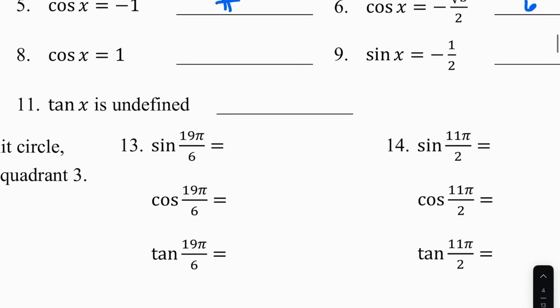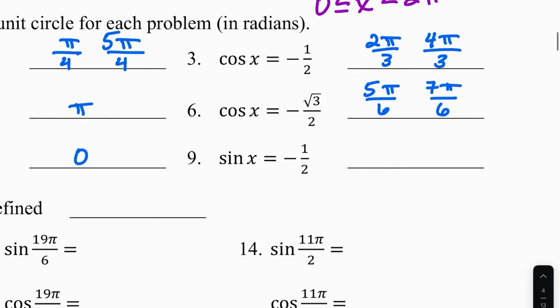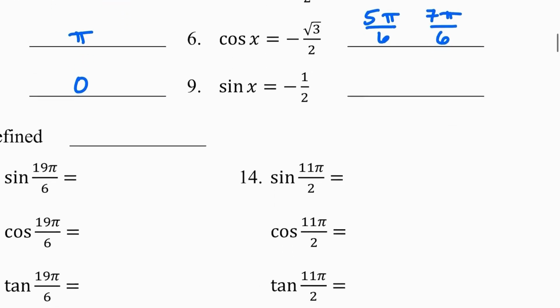What ordered pair has an x-coordinate that's 1? Well, the only place on the unit circle that happens is at 0, and there's no other place. You could put 2 pi if the directions tell you to include it. In this, the directions are telling us not to include 2 pi, so you don't include 2 pi.